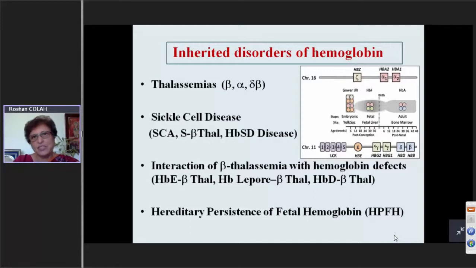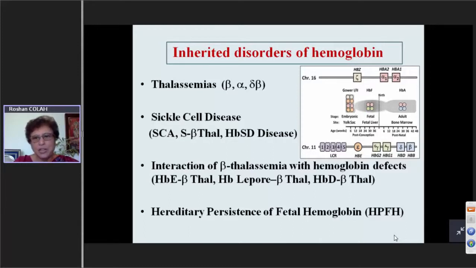So this takes place in normal individuals in a very tightly packed fashion where you have an equal amount of synthesis of alpha and non-alpha chains. When you have a defect or mutation in one of the genes, then that particular chain is either produced at a reduced amount or not at all, and this gives rise to the different types of thalassemias.